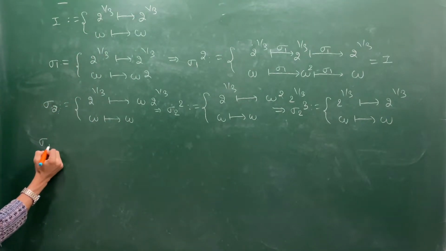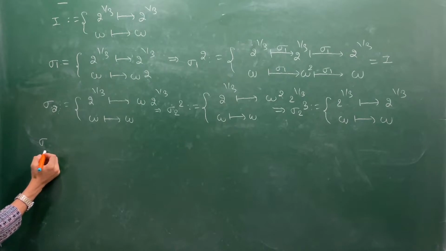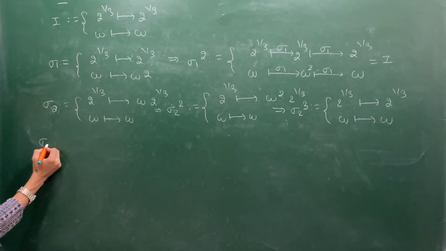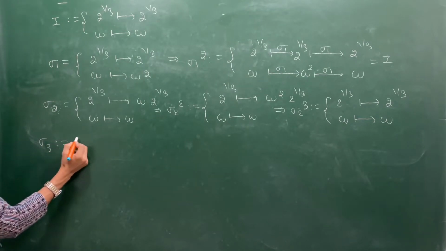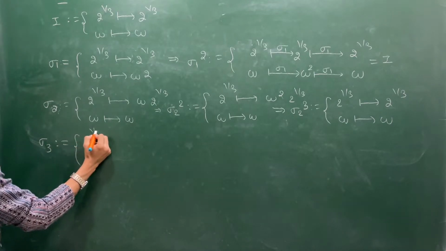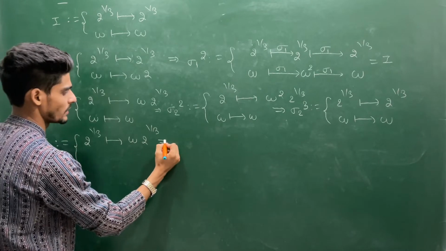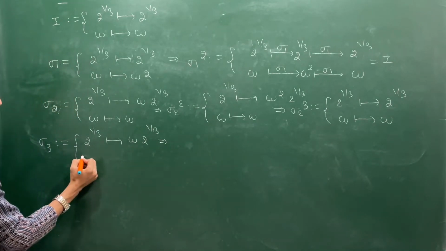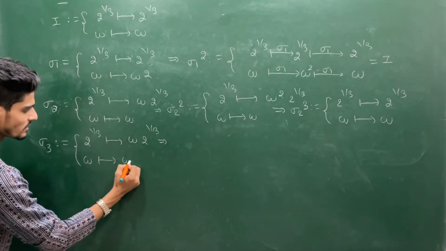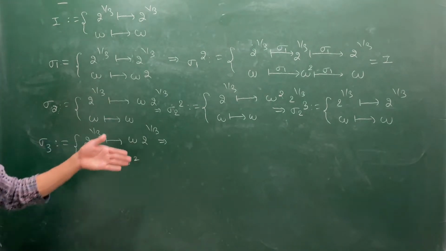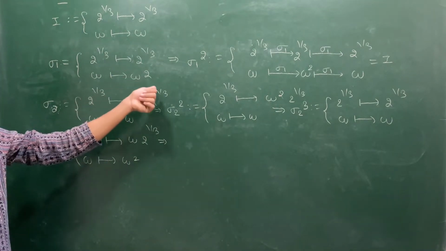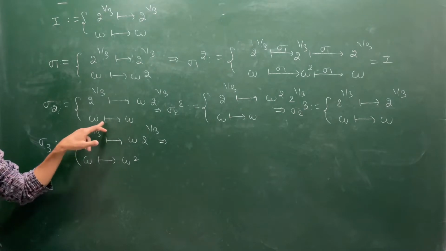Let me write sigma 3. So sigma 3 is sending 2 power 1 by 3 to omega times 2 power 1 by 3. Suppose omega goes to omega square, because I am choosing every possibility: with 2 power 1 by 3 going to something, omega can go to omega or omega square.